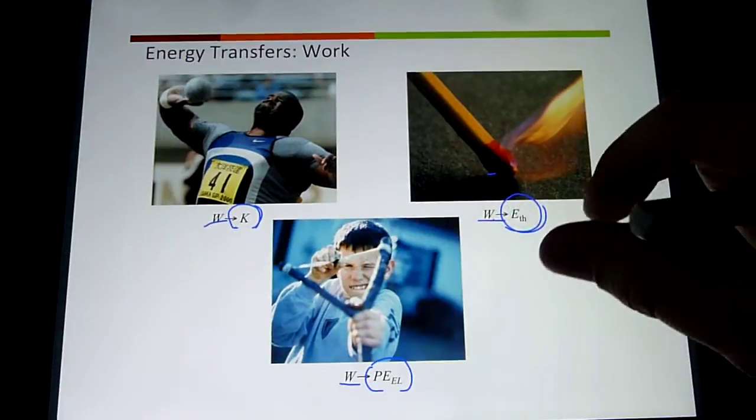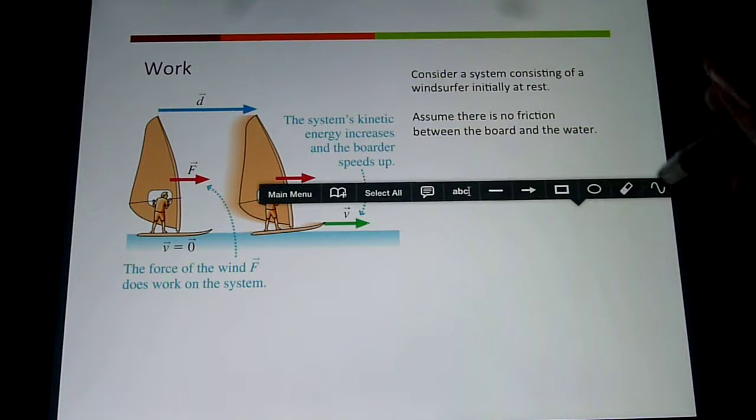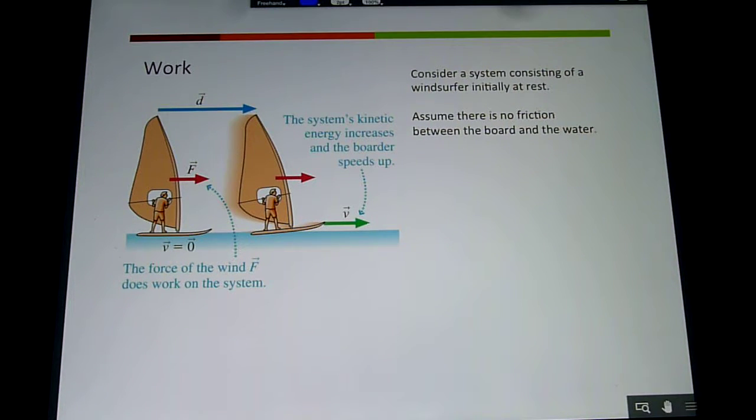So the system is different because we've done something to it. That something that we've done is called work. We'll go back to that equation. Let's talk about what work is, and in the next video we'll calculate it a few times.